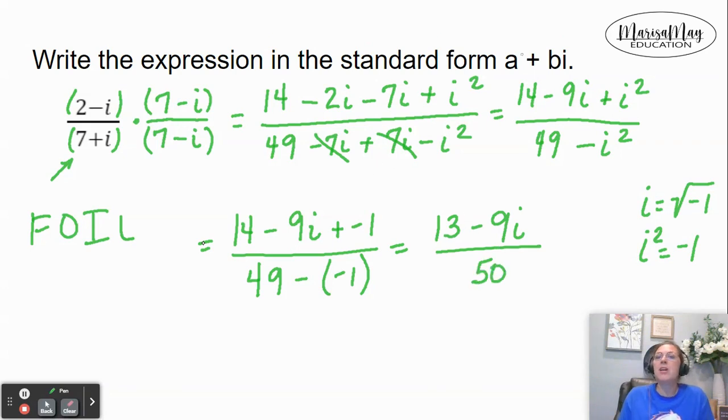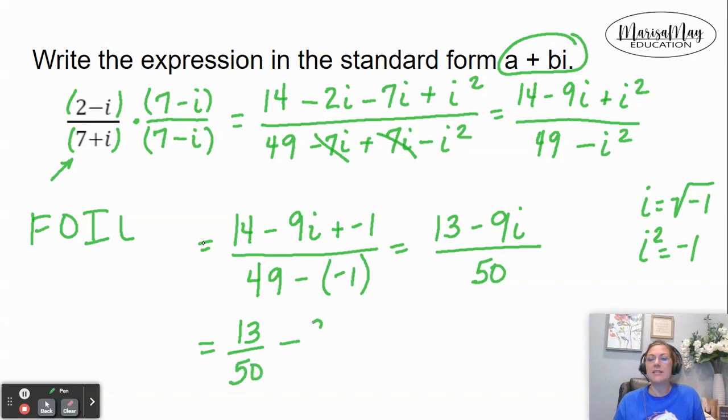Now remember how it wanted us to write that. It wanted us to write it as a number plus a number i. So we're just going to split this into 13 over 50 minus 9 over 50i. Did you see how I gave each of the top terms the denominator? And that's how I write the final answer here.